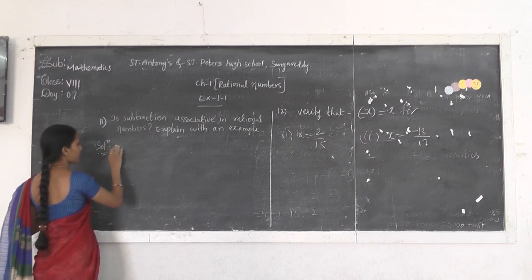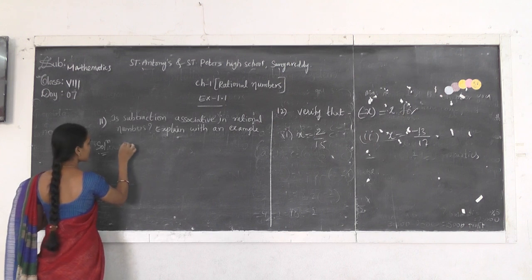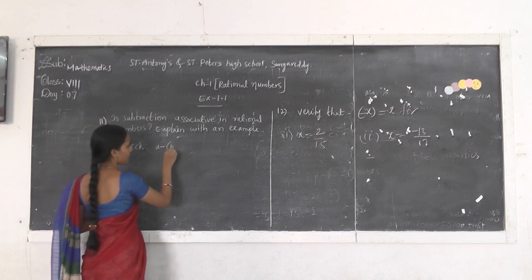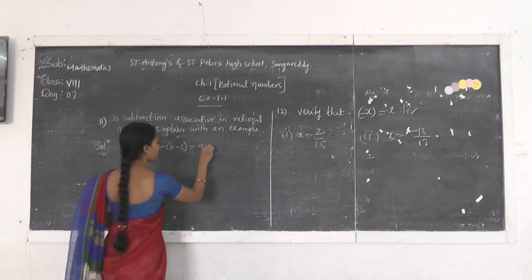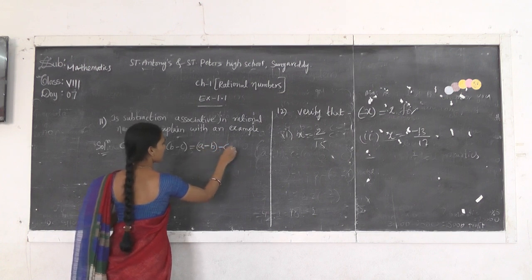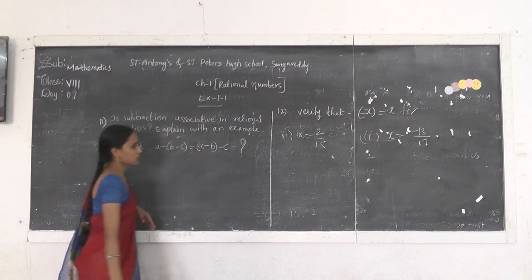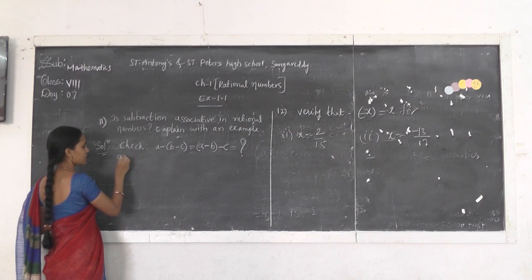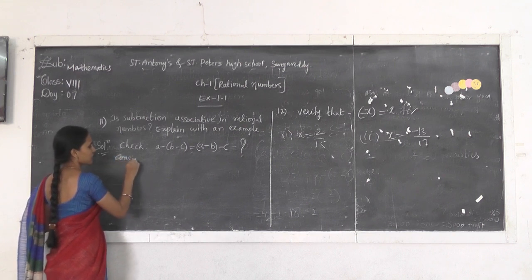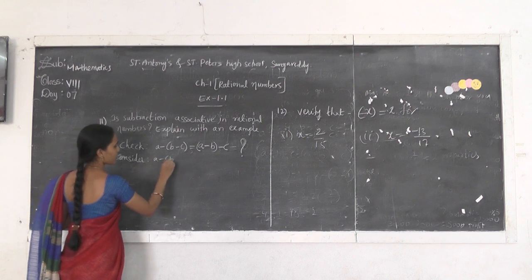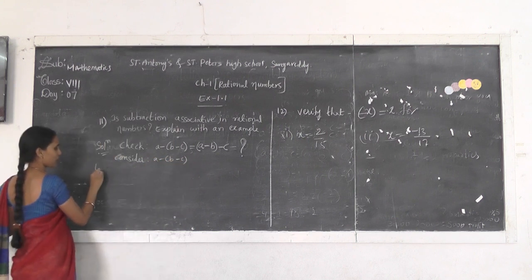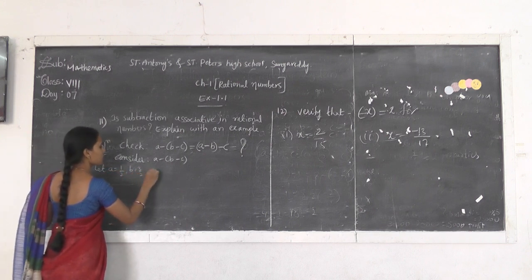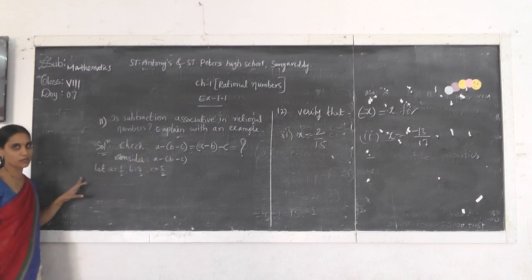What is the associative property? We should check whether (A minus B) minus C is equal to A minus (B minus C) or not. First, consider (A minus B) minus C. Now, let us take one example. A is equal to 1 by 2, B is equal to 3 by 2, C is equal to 5 by 2.